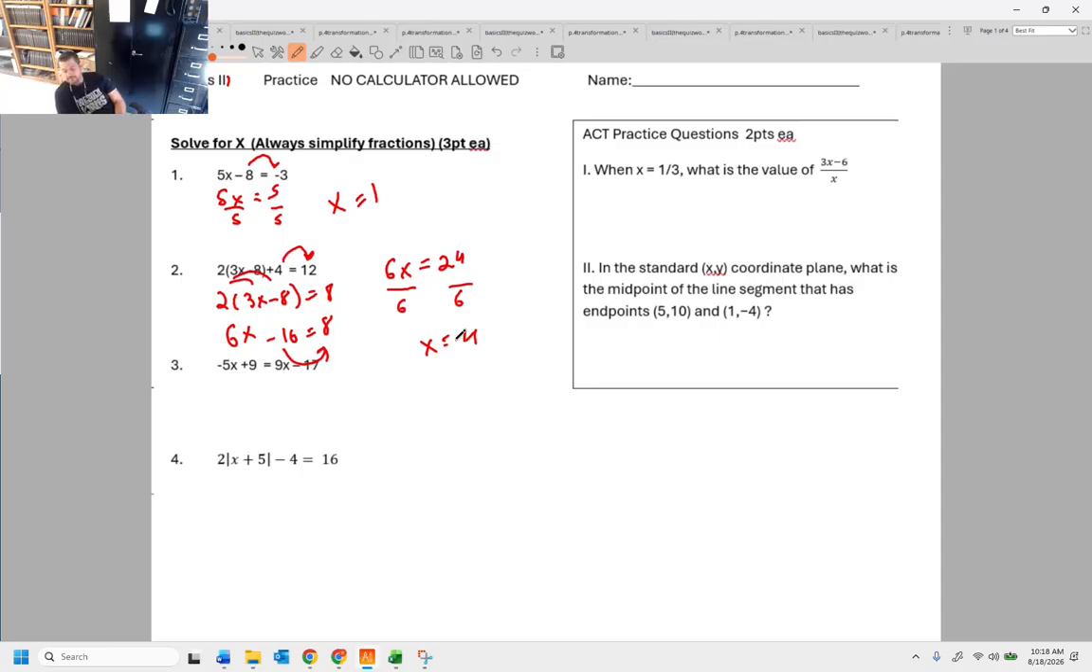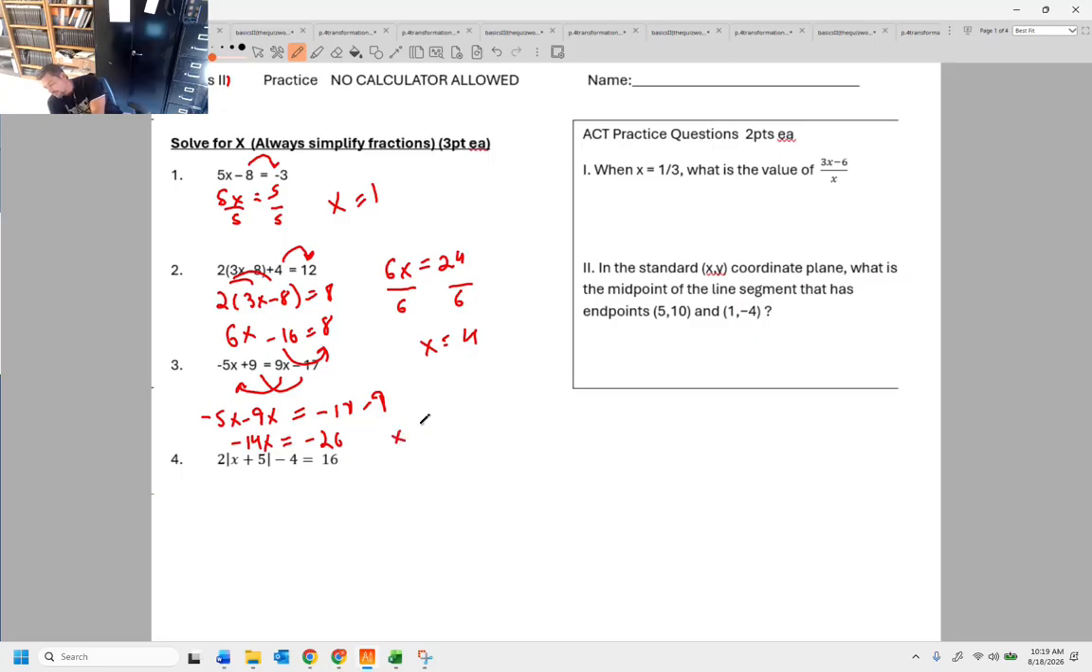All right, number 3, what do we have here? We have some x's on both sides and some numbers on both sides. Just shift your x's one direction. Left is going to be negative 5x minus 9x. The right-hand side is going to be negative 17 minus 9. If you're at negative 5 and you take away 9 more, you're at negative 14x. I know some kids struggle with that. If you're at negative 17 and you take away 9 more, if you're counting left, you're at negative 26.